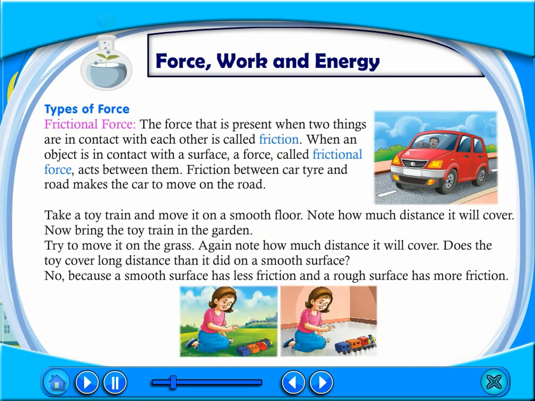Take a toy train and move it on a smooth floor. Now how much distance it will cover? Now bring the toy train in the garden. Try to move it on the grass. Again note how much distance it will cover. Does the toy cover longer distance than it did on a smooth surface? No, because a smooth surface has less friction and a rough surface has more friction.